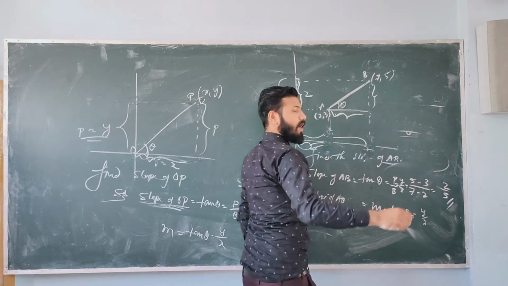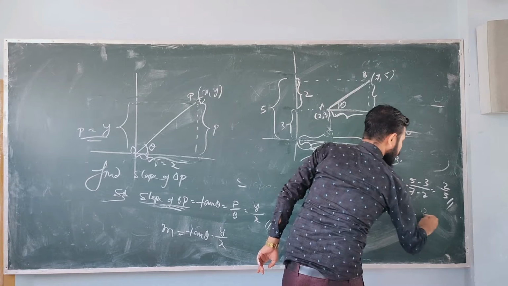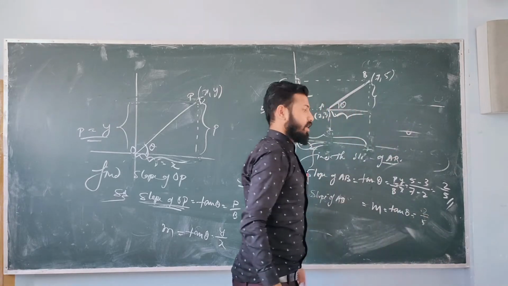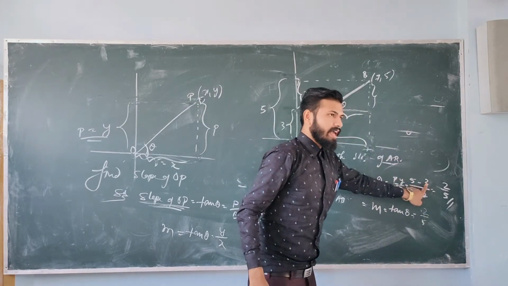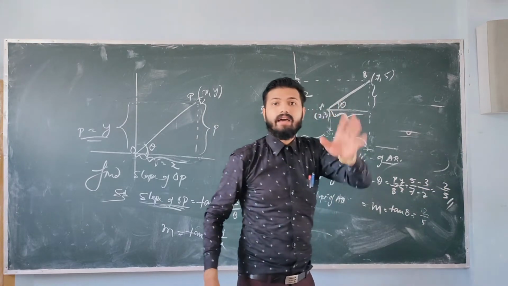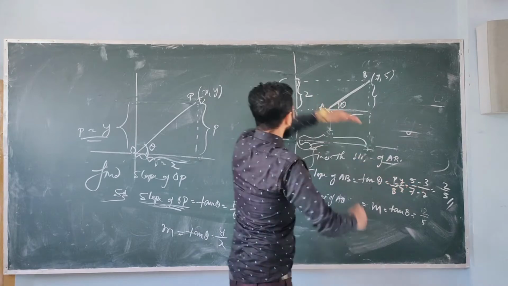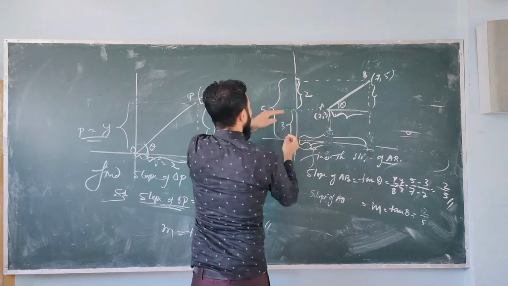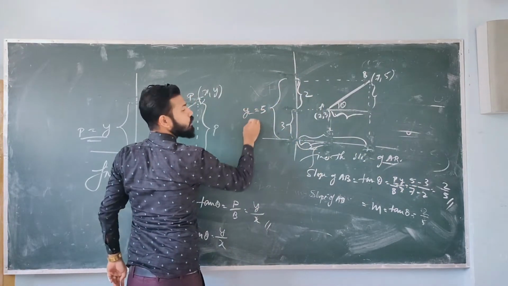Now there is a change in y. Wait. This answer will be 2 by 5. I hope that's clear. This is also y. This is also y. So 2 is what? Change in y. Not clear? Hey, what is 5? 5 is also y. 2 is also y. Let us consider 5 is y2.